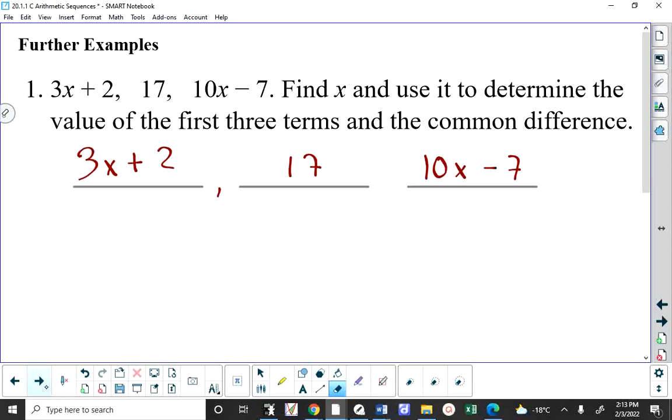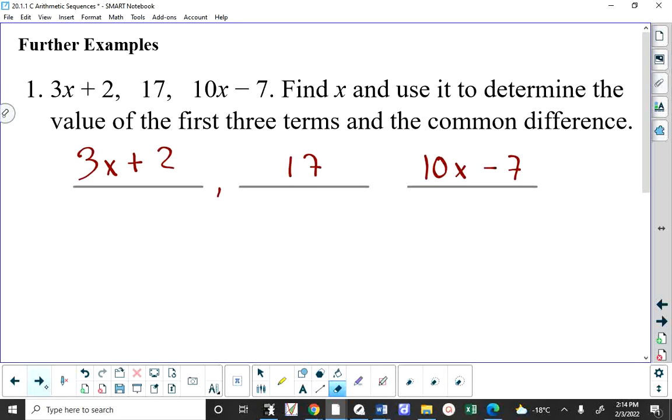The common difference can be found by taking the second term minus the first term. That gives you the common difference, right? It can also be found by taking the third term minus the second term. And if it's arithmetic, then when you take the second term minus the first term, you'd better get the same thing as when you take the third term minus the second term.